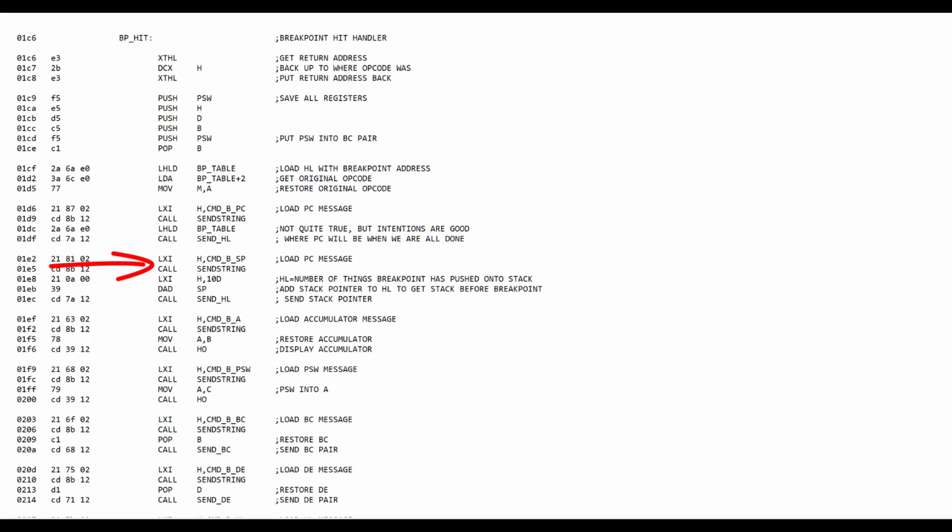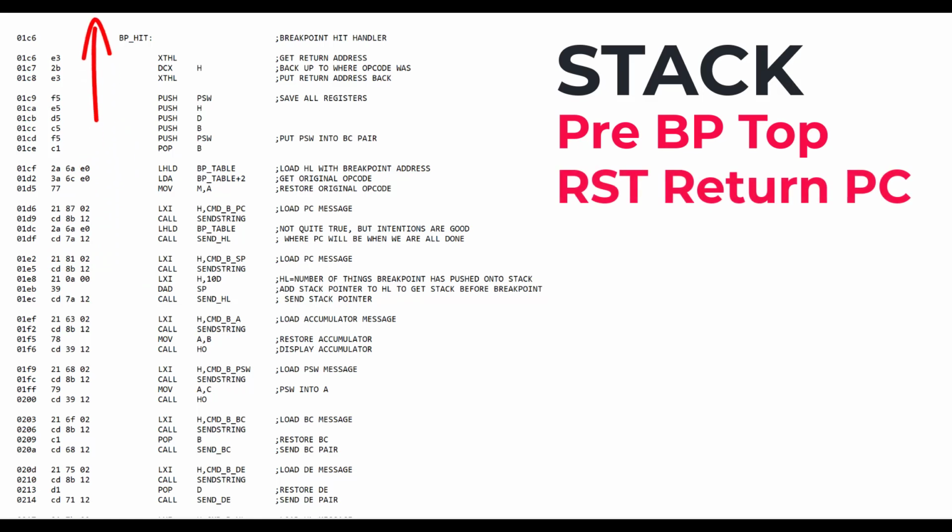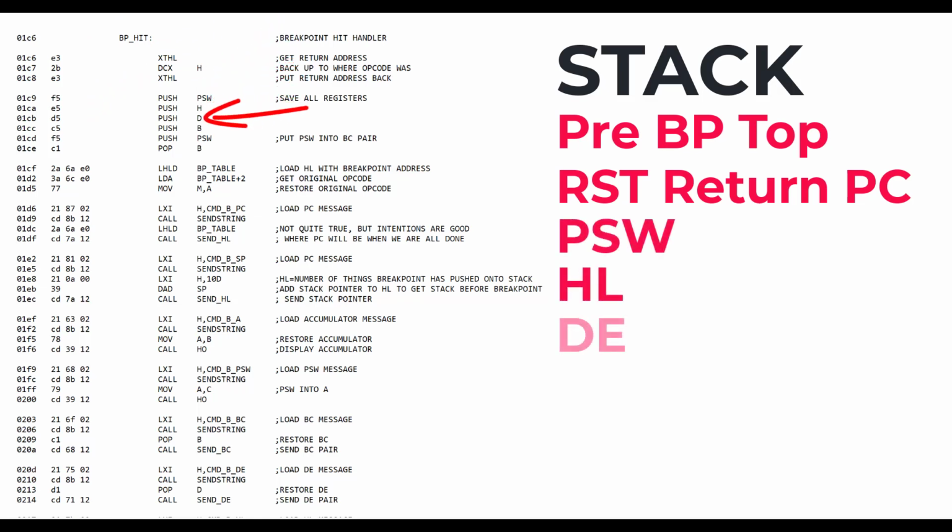Before we send this out to the user, we need to correct it for the things that this breakpoint hit manager has pushed onto the stack. There's the original return address that the restart itself pushed onto the stack. And then we pushed 4 more things. We pushed program status word, H, D, and B. So that's 5 things total, or 10 bytes that we have pushed onto the stack.